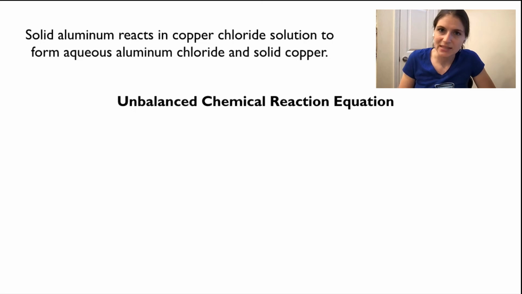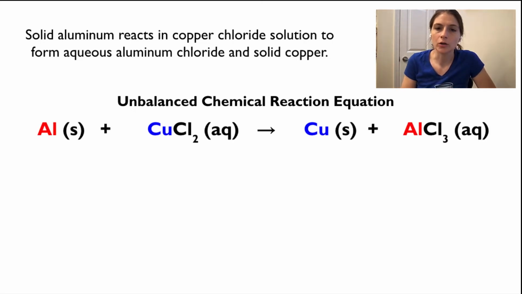The unbalanced chemical reaction would be aluminum in solid form, so Al(s) plus CuCl2, copper chloride. CuCl2 is the correct way to write the formula for copper(II) chloride. It reacts to form, that's the arrow, solid copper plus aluminum chloride. And because an aluminum ion has a charge of +3, reminding ourselves of our ion charges, I would write the formula for aluminum chloride as AlCl3.